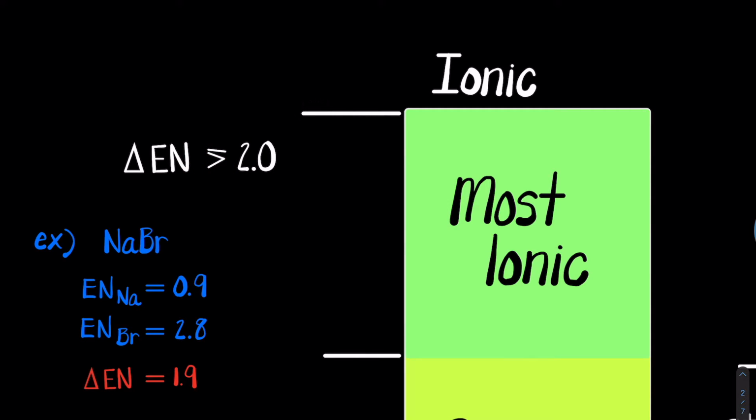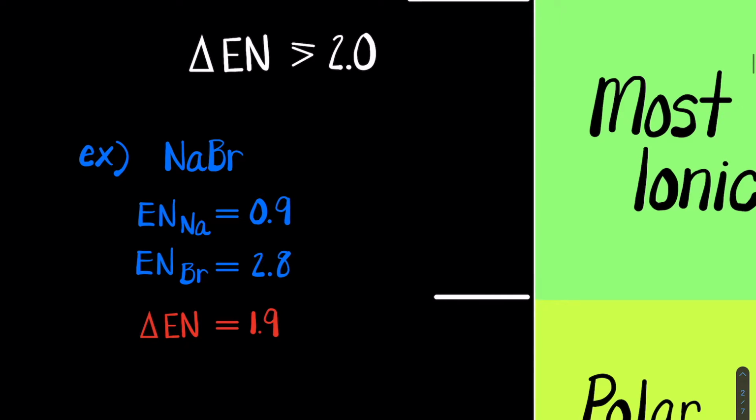So an example of an ionic bond and how we determine it is simply looking at the electronegativity values of the two species involved, so sodium and bromine, and then calculating the difference between the two values. In this case, it's 1.9, which will place it in an ionic bond.